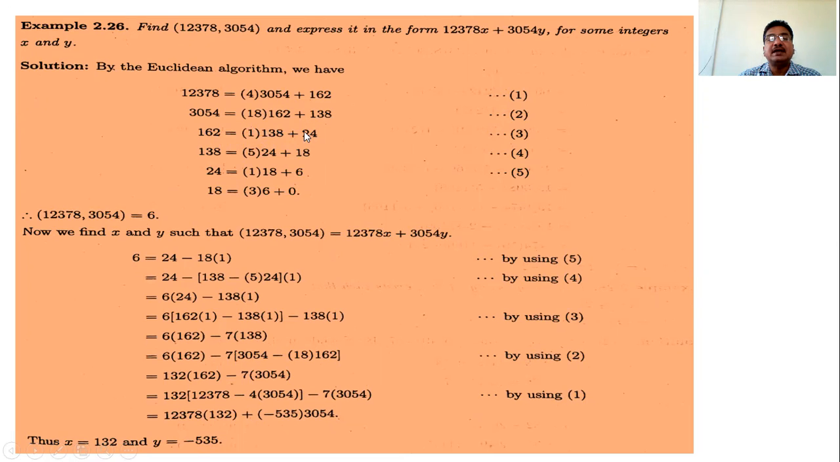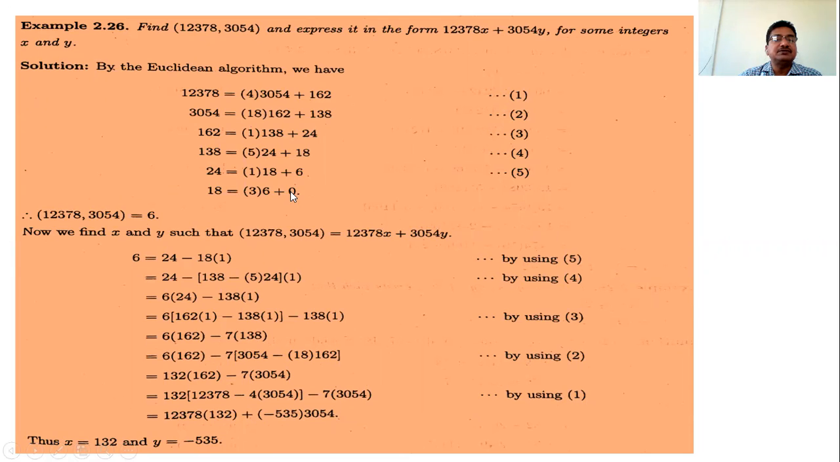This minus 138 is what? 24. Then divide 138 by 24. Then the quotient is 5 point something, meaning the integer quotient is 5, plus 18, this minus this number, 24 into 5, the answer is 18. Then divide 24 by 18, the quotient is 1 and 24 minus 18 is 6, and then divide 18 by 6, then 3 is the quotient and 0 is the remainder.